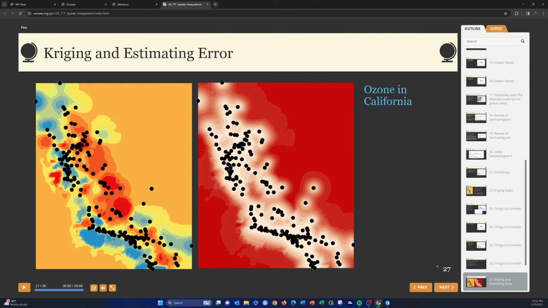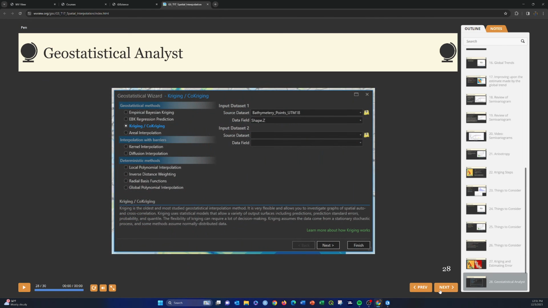Kriging also can provide an estimate of error. Here you can see this is the prediction, the model output for ozone, and we see a higher error term generally the farther we get from the data points and towards the margin of the model, where there are fewer data points to actually control or parameterize the surface. This can generally be implemented using the Geostatistical Analyst wizard in ArcGIS Pro. There are tools for doing Kriging and some other spatial interpolation methods.